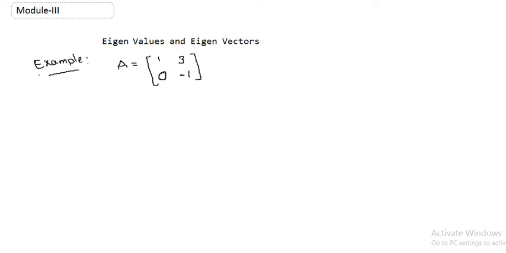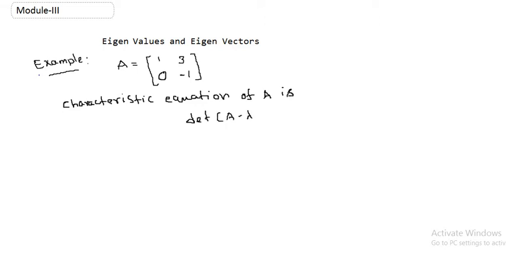First we find the characteristic equation of the matrix. The characteristic equation of the matrix A is given by the following formula, which is the determinant of A minus lambda I equals 0, which means we have to find the determinant. So we have to find the determinant of the matrix with entries 1 minus lambda, 3, 0, -1 minus lambda, and the value of this determinant always has to be equal to 0.